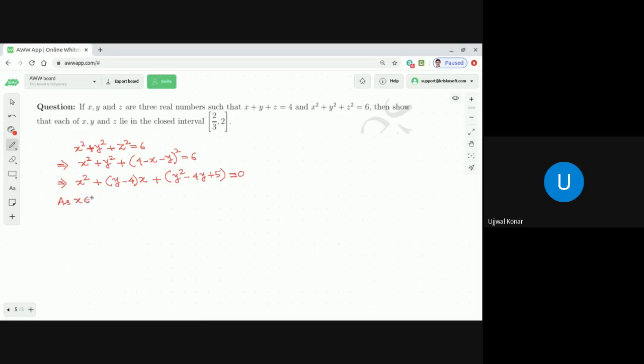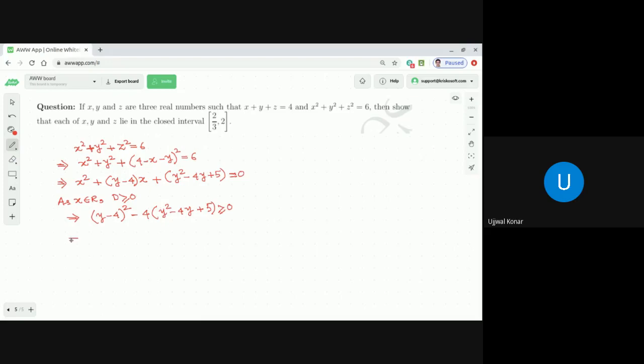As x belongs to the set of real numbers, definitely the discriminant has to be greater than or equal to 0. What is the discriminant, dear students? b square minus 4ac. Discriminant greater than or equal to 0, that means what? That is (y minus 4) whole square minus 4 into a is 1, and c is y square minus 4y plus 5, is greater than or equal to 0.